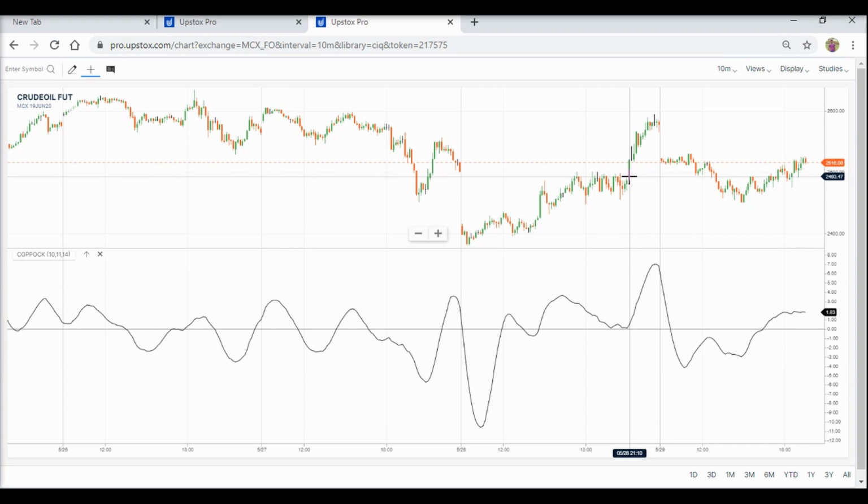While I am going for trading, it was 2494, something like that. While I'm exiting the trade, it was around 2523.